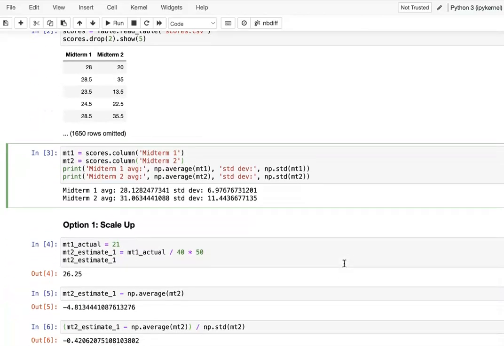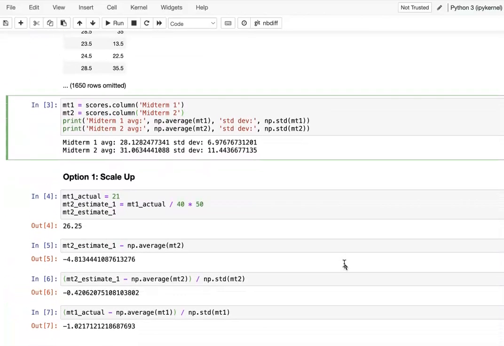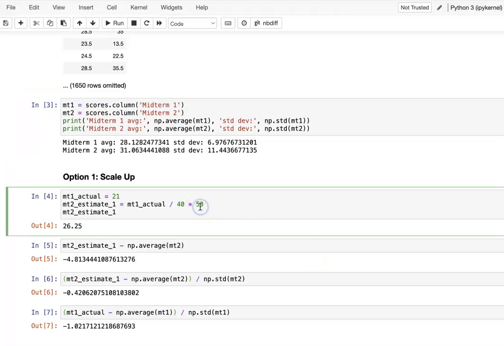So let's go to see our option 1 again. Like we said earlier, in option 1 we just do a very easy calculation. We use exactly the same ratio John got in midterm 1, then we enlarge it to midterm 2. That's why his midterm 2 exam grade is 26.25. This one is very easy to calculate.